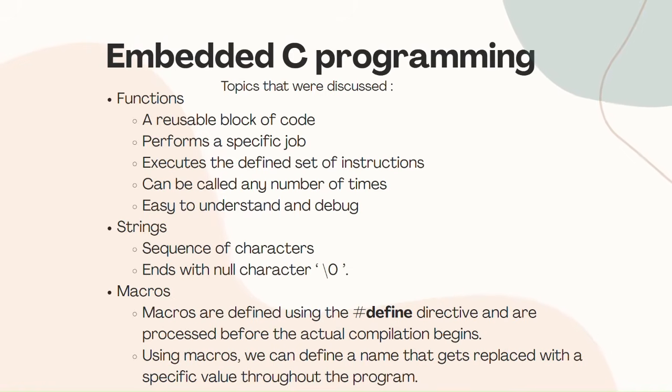Then we learned about strings, which is nothing but sequence of characters, and it ends with a null character \0. Macros are widely used in embedded system programming. Macros are defined using the hash define directive and are processed before the actual compilation begins. Using macros, we can define a name that gets replaced with a specific value throughout the program.